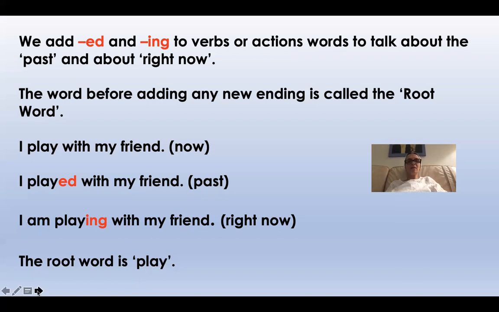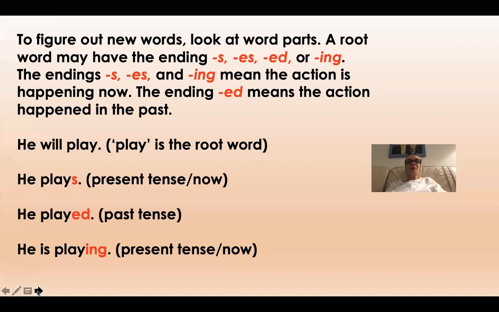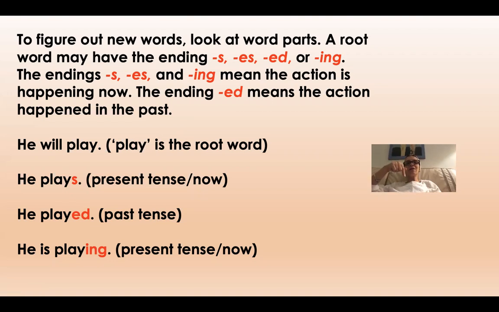All right, let's go on to the next page and see some more examples. To figure out new words, look at word parts. Okay, when we want to figure out a word that we don't know, sometimes we can look at small parts of the word. We look at the root word. Maybe it has the ending s or es or ed or ing, and the endings s and es and ing, they mean that the action is happening now, and the ed means it's happened in the past.